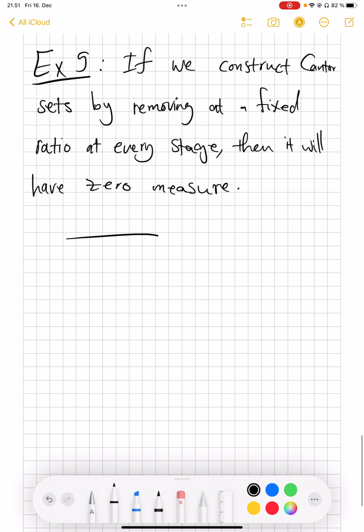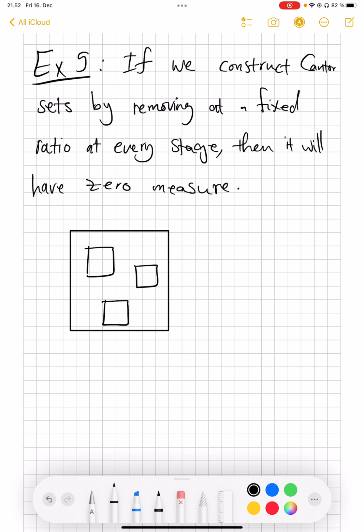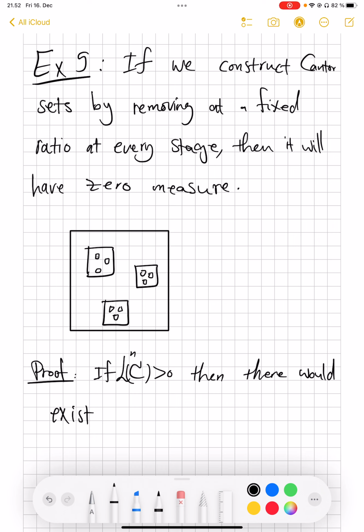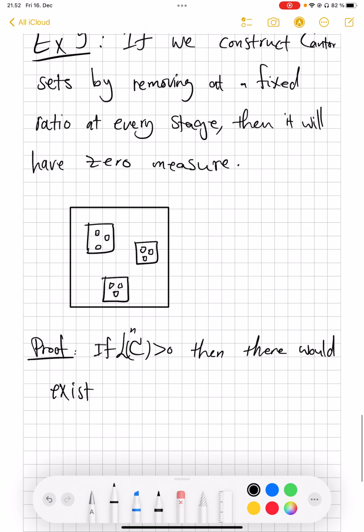So in any way you construct a Cantor set, by whether self-similar or not, if you assume that at every stage you remove, say, 1% of the volume, and for the next stage you remove 1% of the previous ones. If you construct any Cantor set this way, then it cannot have positive measure. Why? Because having positive measure, so proof using the Lebesgue density theorem, if this Cantor set had positive measure, then there would exist, according to the Lebesgue density theorem, almost every point inside C is a density 1 point, but so there would exist some x in C such that density is 1.